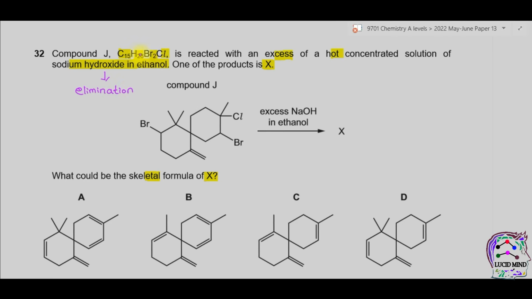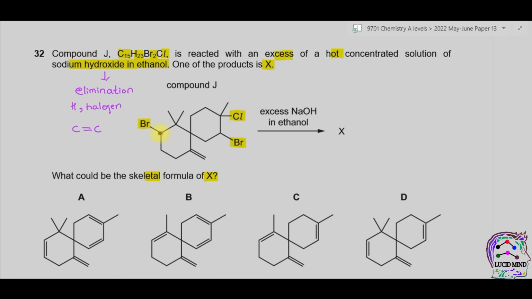Now elimination of hydrogen along with 1 bromine or the halogen takes place. So hydrogen is removed alongside with halogen. And then we have a carbon-carbon double bond that is formed. So after elimination, alkene is formed. Now we can see in this structure we have this halogen bromine, then we have this halogen chlorine, this halogen is bromine. So let's see whether we have adjacent hydrogen atoms on adjacent carbon or not.